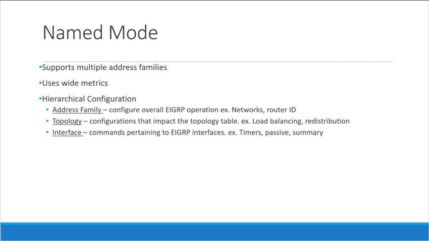A couple of the things we'd be looking at there would be load balancing and redistribution, which we will actually look at later. And then we have our interface sublevel, and these are the commands pertaining to EIGRP interfaces. For example, timers, whether or not the interface is passive, and summary addressing.